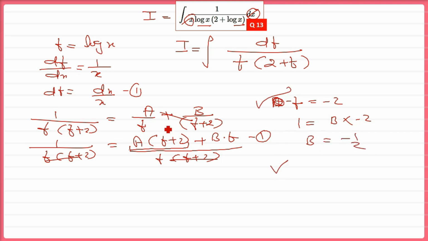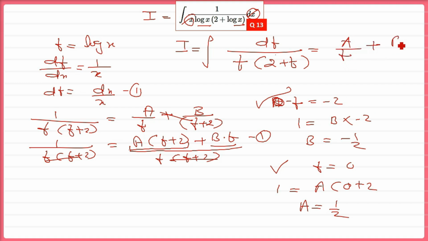Now this is done. Coming to the second constant, if you put t equals 0, the second term of the first equation will become 0. So now place t equals 0 everywhere on the left hand side and right hand side. A became 1 by 2. Now we are going to write it as partial fractions. So how did we write it? A divided by t and then B divided by t plus 2. Now when we integrate this, we'll replace A and B by half and -1/2 respectively.